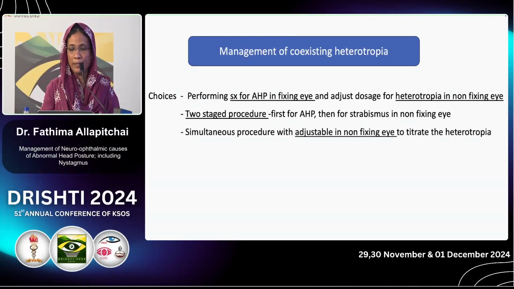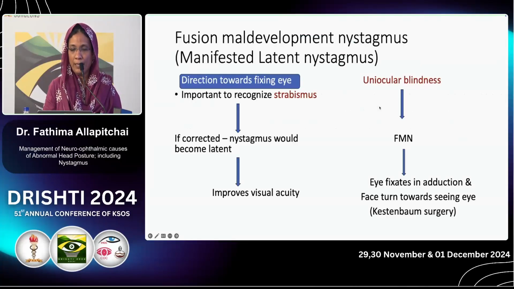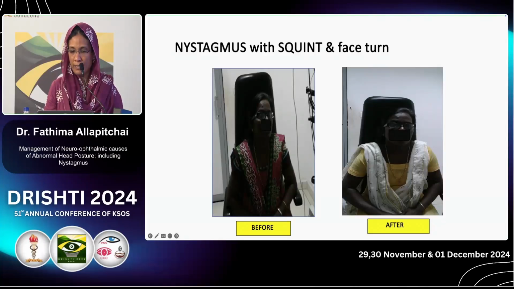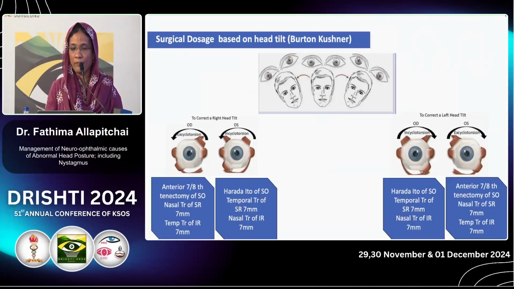An important point: if there is coexisting heterotropia, we have to do AHP surgery in the fixing eye and heterotropia surgery in the non-fixing eye. Again, in fusion maldevelopment nystagmus, sometimes if we correct the strabismus alone, the nystagmus comes down because we are giving binocular vision. This is a case from Dr. Neena where only this was addressed and the AHP got corrected. That is also one way of treating.